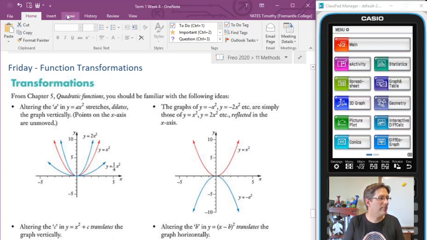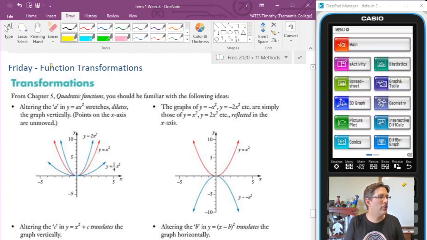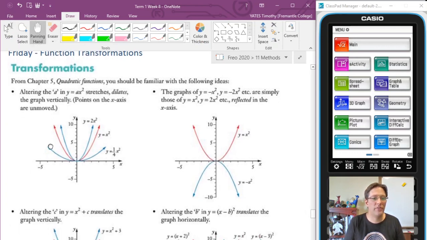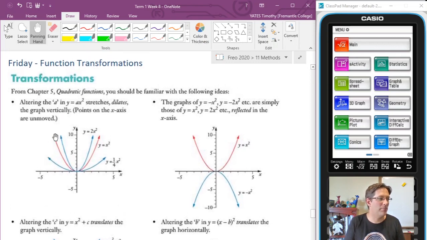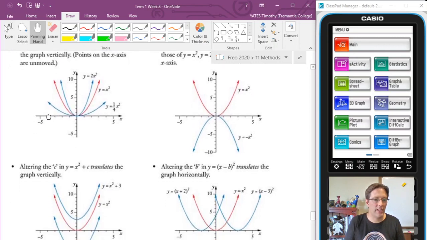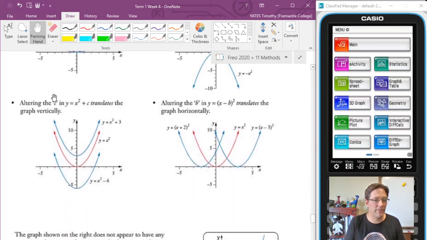So what we've got here is a bit of a summary of 4 of the main types of transformations that can take place. I'm actually going to go down to these ones first because these will be the ones that you're probably much more familiar with, especially when you're working with quadratics.